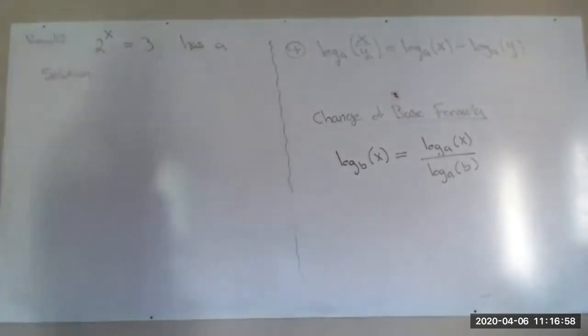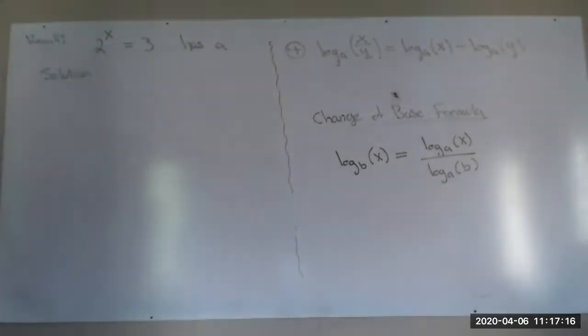I know that the equation 2 to the x equals 3 has a solution. 2 to the x is a continuous function. 2 to the 1 is 2. 2 to the 2 is 4. So somewhere in between x equals 1 and x equals 2 is a number that will make this true.